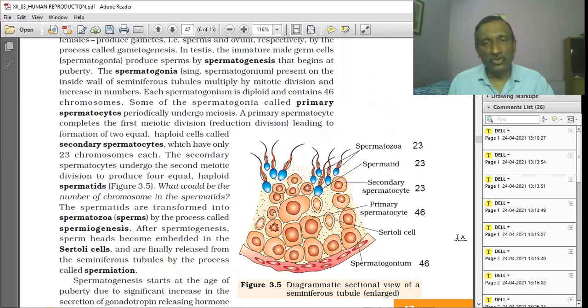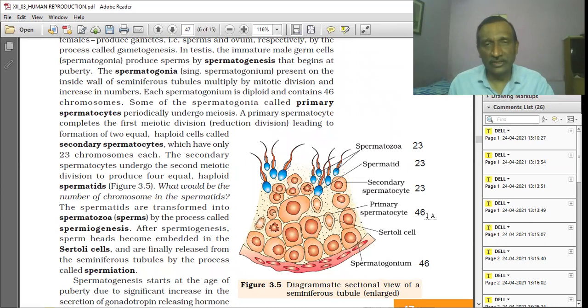The primary spermatocyte is diploid, as the spermatogonia cell is. Now the primary spermatocyte will undergo the first meiotic division. There are two meioses, meiosis 1 and meiosis 2. In the first meiotic division, the two cells which are produced have the number of chromosomes reduced to half.